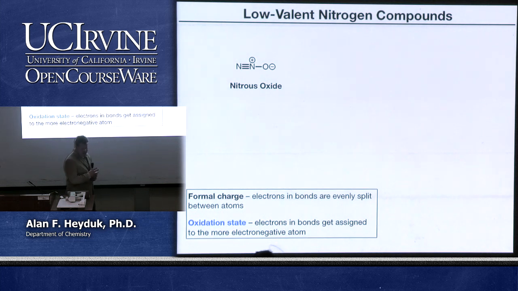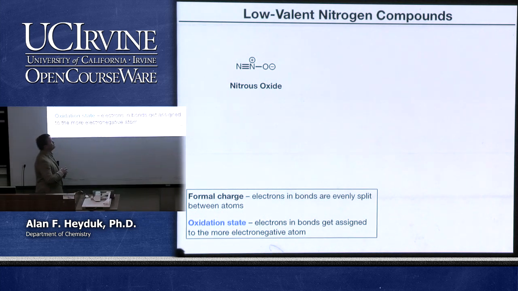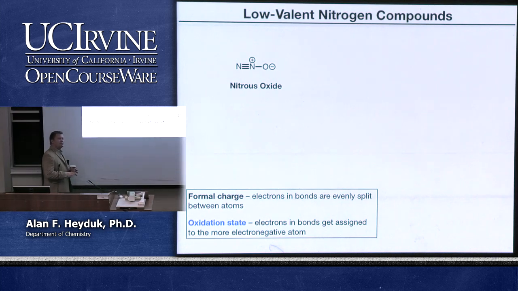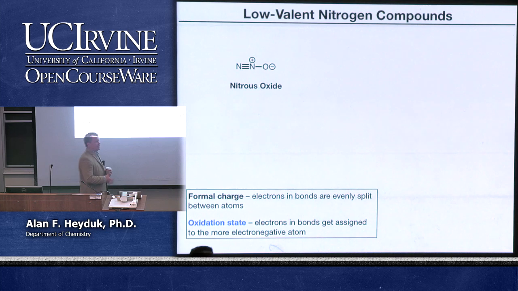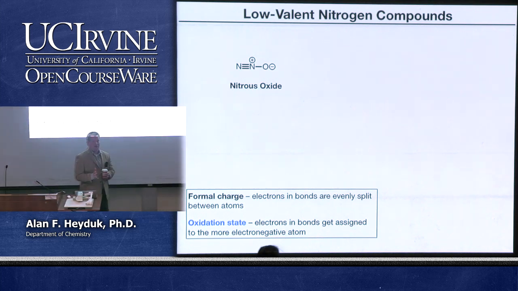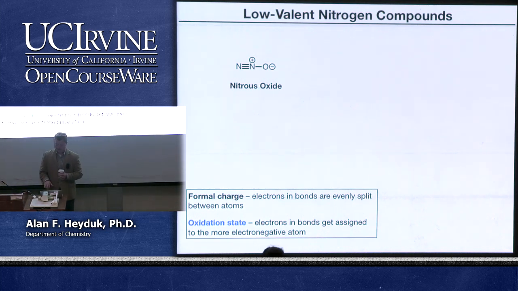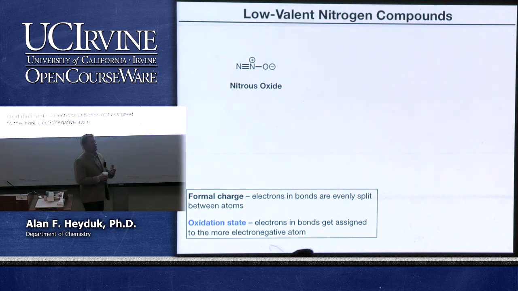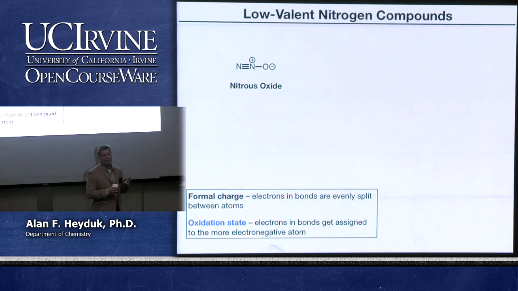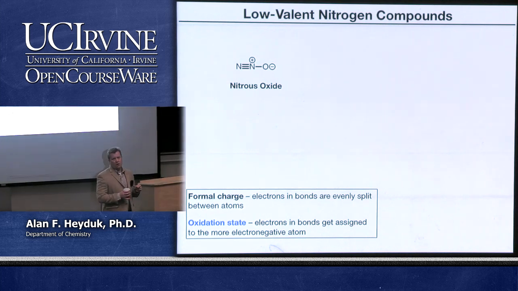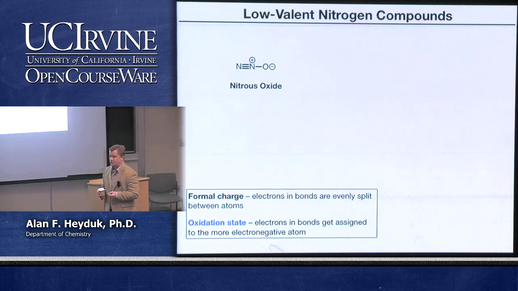I want to use this as a time to remind you of some of our formalisms when it comes to electron counting. This is going to become really important and potentially confusing as we go forward with the transition metals. So I'll remind you that we have two different types of electron counting that seem similar. One is formal charge.